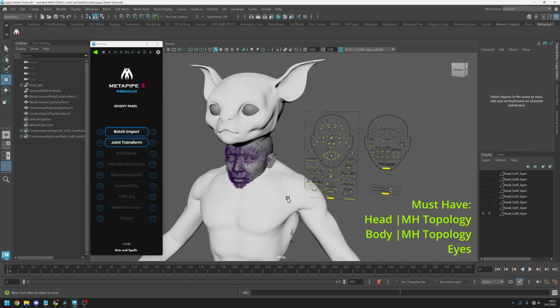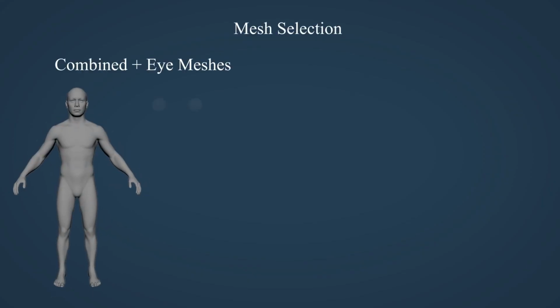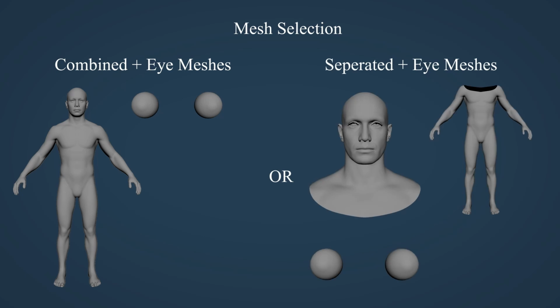For the main mesh, topology and UV should match with the original Metahuman meshes. You can either use combined shape or separated ones. For the eye meshes, topology is not important. You can add any two spherical objects to the selection or add them separately.